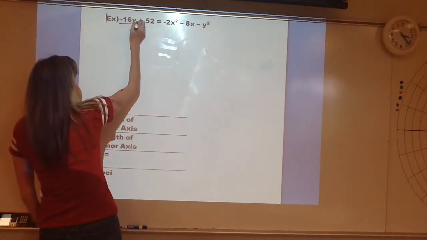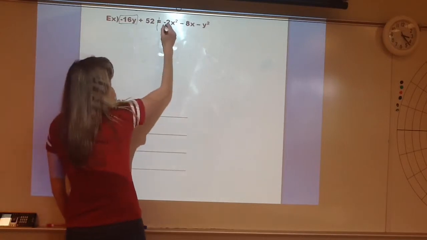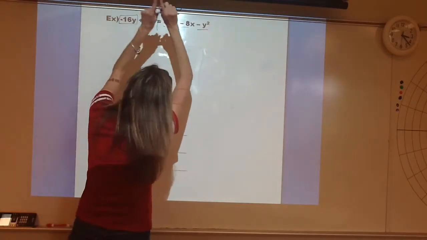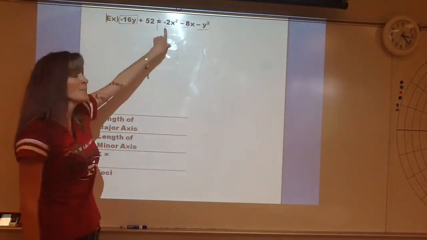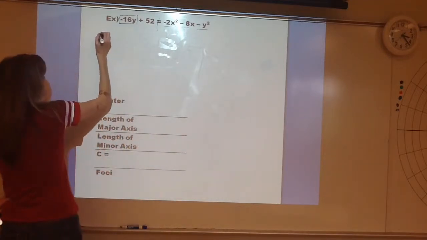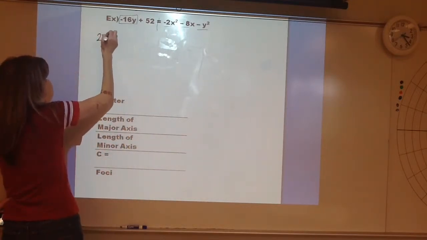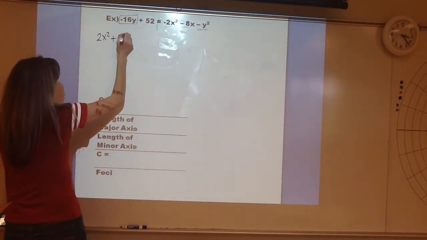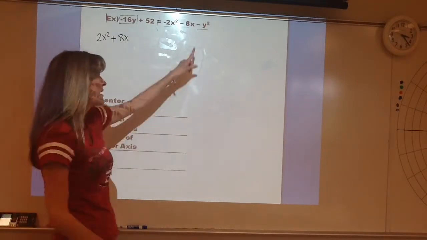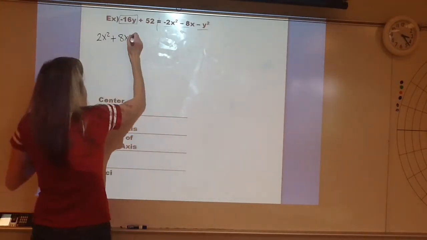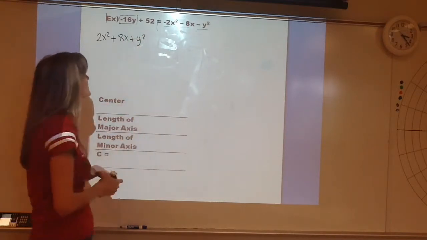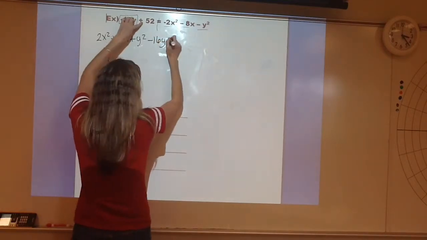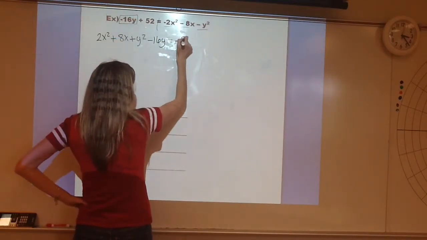Okay, so this is on the left. We're good to go there. But this, and this all need to move to the right, and this needs to move to the left. So I'm going to add 2x squared to both sides. That gives me 2x squared. I'm going to add 8x to both sides. That gives me plus 8x. Now I'm going to add y squared to both sides, plus y squared. And then the minus 16y is where it's supposed to be. And then I'm going to go ahead and subtract 52 from both sides. It gives me negative 52.